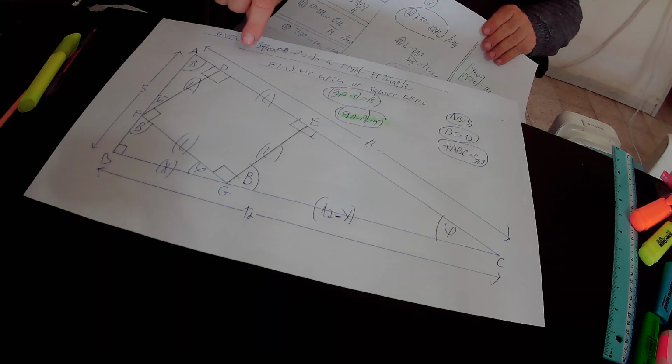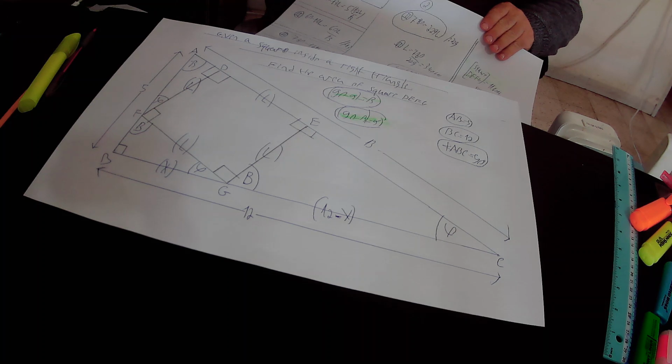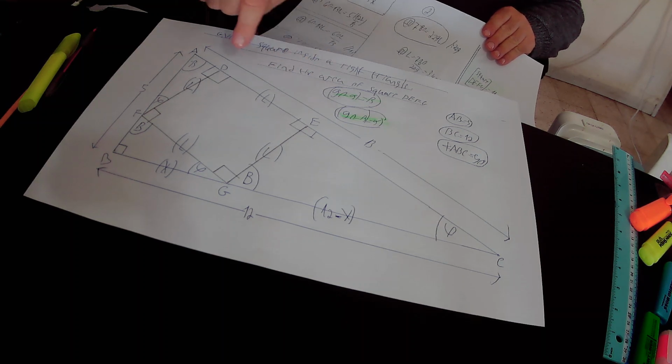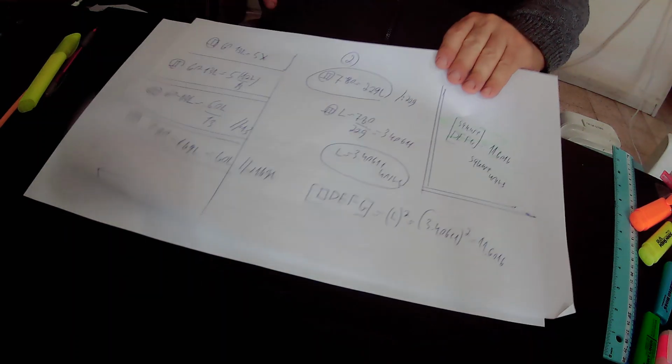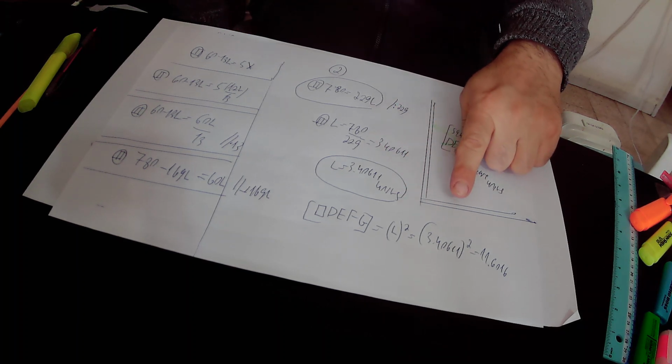In conclusion, we found that the length of one side of this square DEFG, that is L, is equal to 3.40611 units. And we know that the area of the square equals the length of one side squared. Therefore, the area of this square DEFG will be equal to L squared.